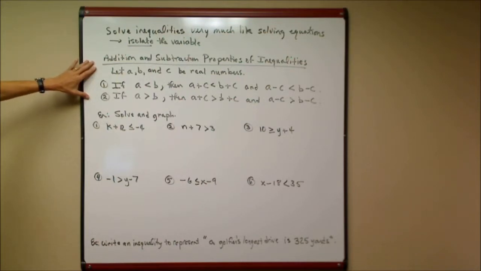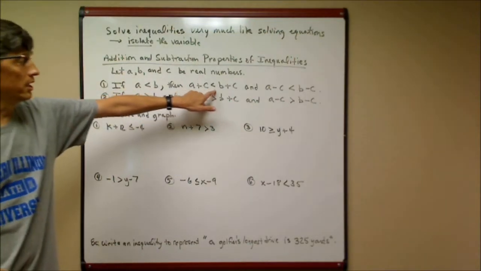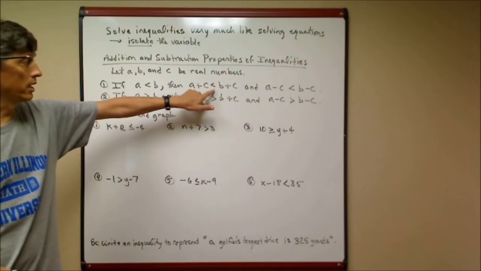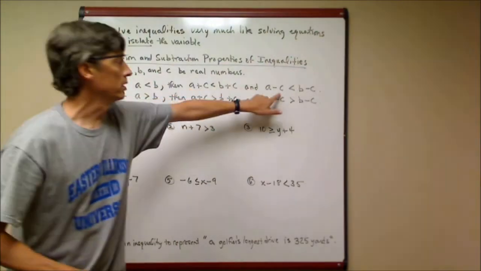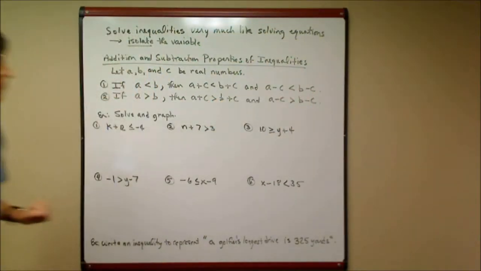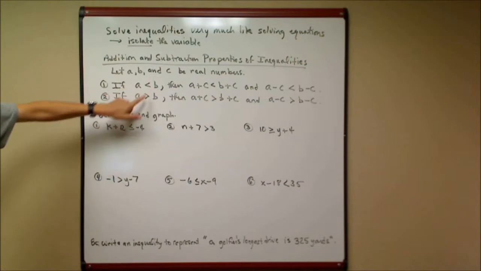If A, B, and C are real numbers, then notice, if A is less than B, and this also works if it's less than or equal to, then A plus C is less than B plus C. You can add the same number to both sides of the inequality and it stays a less than. Or you can subtract the same number. A minus C is less than B minus C. So just like with equations, you can add the same number to both sides or subtract the same number from both sides. You can do that with a less than or equal to, and as it turns out, you can do that with a greater than or equal to.